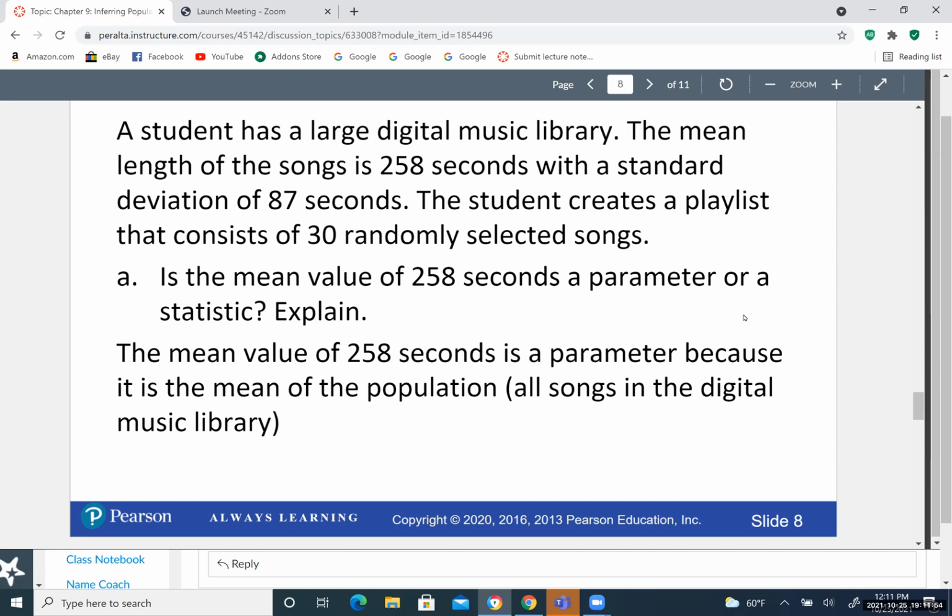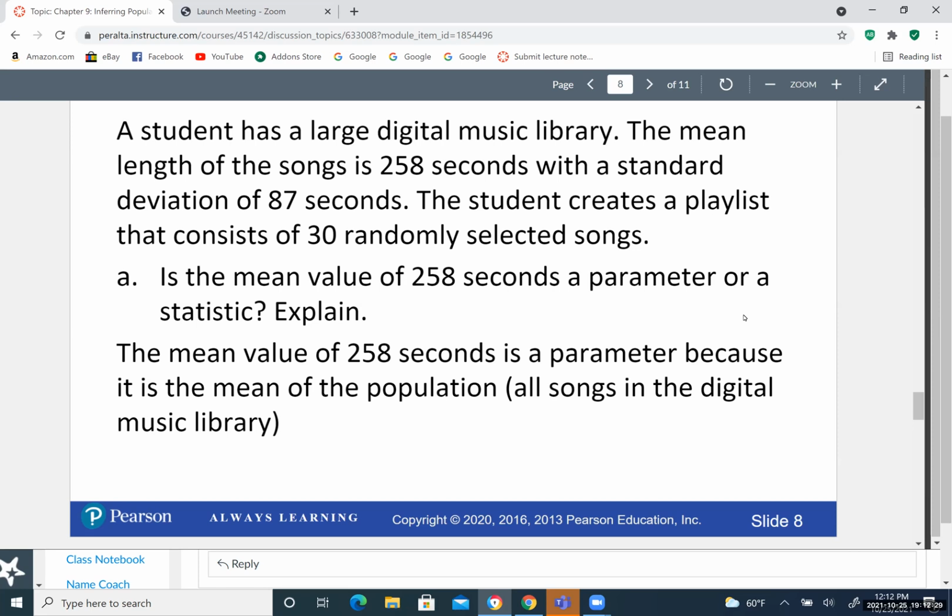I just want to repeat the word parameters. They're talking about the population mean or population standard deviation, which is mu or sigma. And statistics is the new name for the sample mean and sample standard deviation, s. The sample mean is x bar. So they want us to recognize what the term 258 seconds stands for.